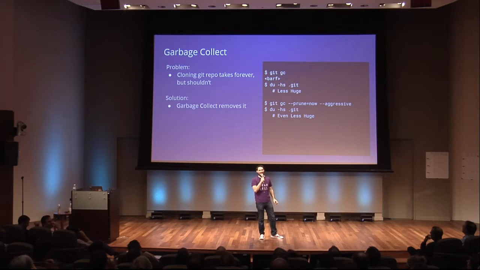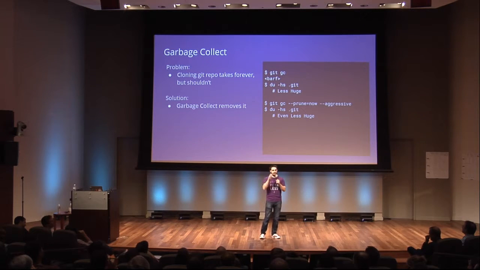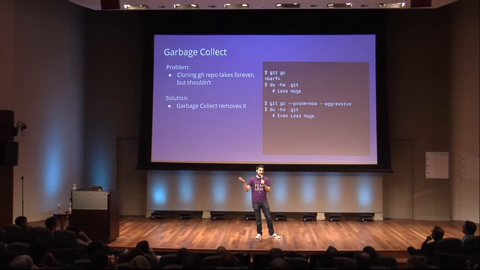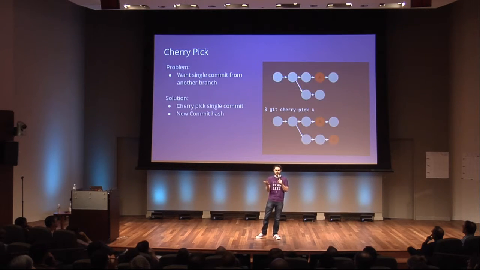Garbage collect. When you have a Git repo, sometimes there's cruft that gets into the cracks, and there's these big files that you don't need anymore. It has a garbage collect feature built in, git gc. And if you need it to be aggressively garbage collecting, you can do that too.